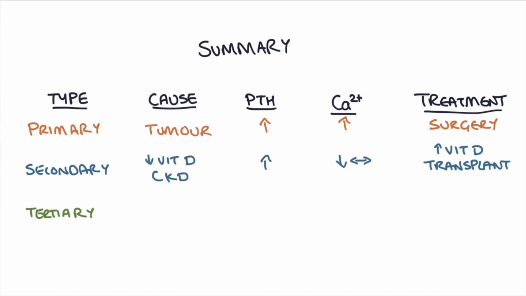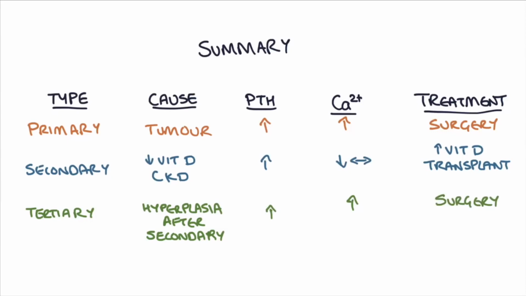And tertiary hyperparathyroidism is a result of hyperplasia of the parathyroid glands after secondary hyperparathyroidism, and it leads to a high parathyroid hormone, and even after the cause of the secondary hyperparathyroidism is treated, it leads to a high serum calcium level, and the treatment of this would be surgery to remove the extra hyperplastic parathyroid tissue.